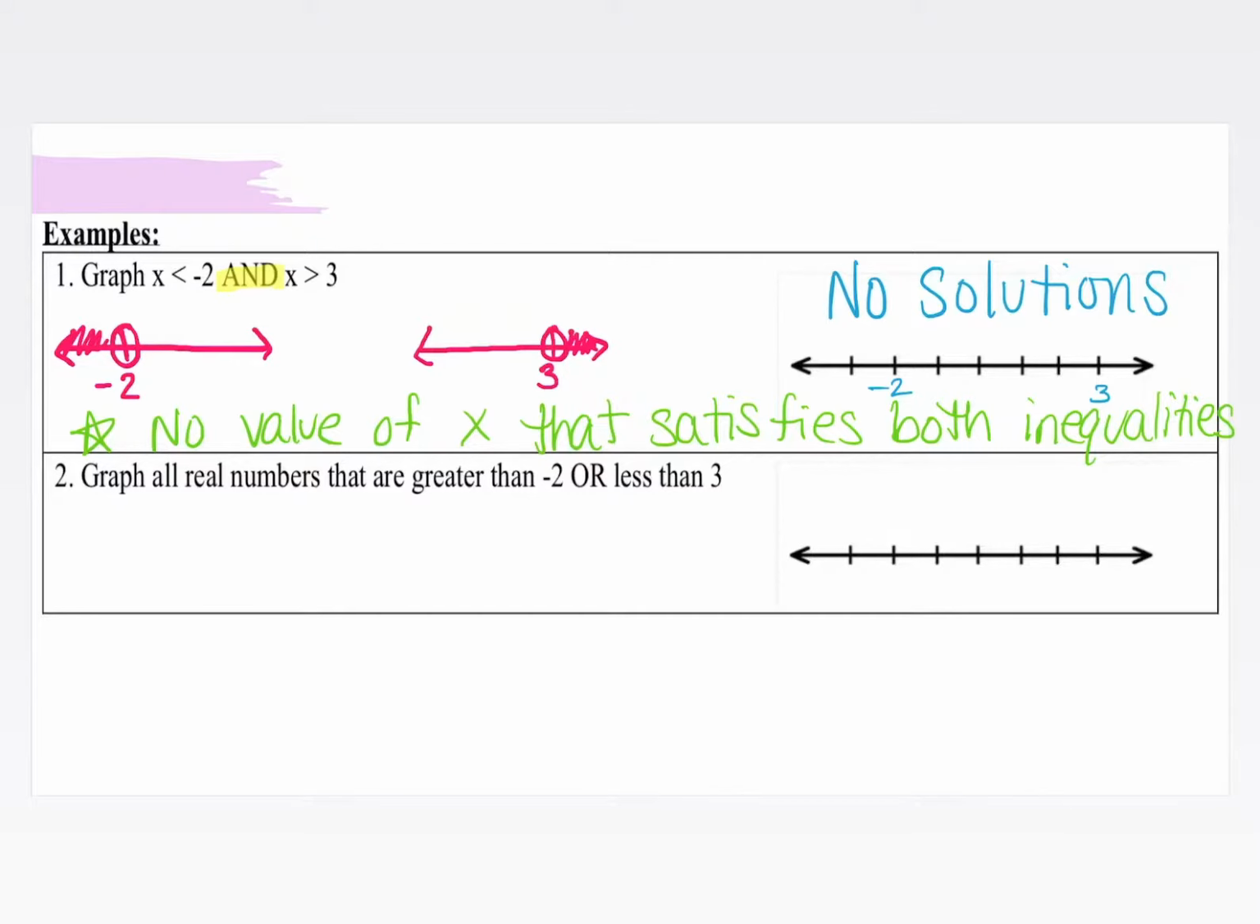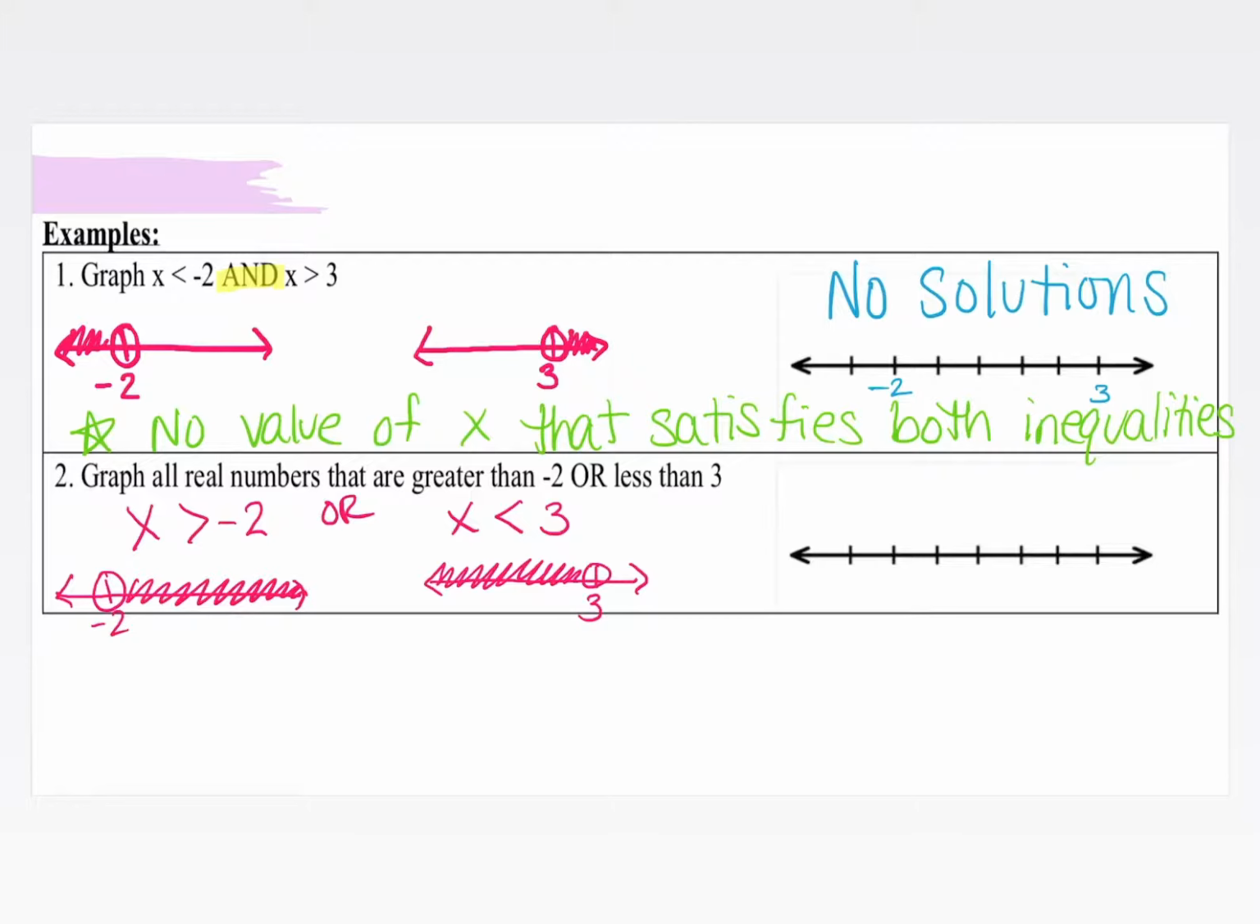Our next example says graph all real numbers that are greater than -2 or less than 3. So in this example here, we have x is greater than -2 or x is less than 3. If x is greater than -2, we're going to have an open circle at -2, and we're going to shade to the right all the values that are bigger than -2. If x is less than 3, again, we have an open circle because of our inequality, and we're going to shade all the values that are smaller than 3.